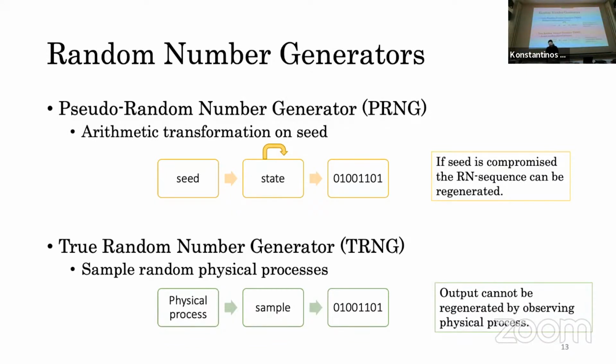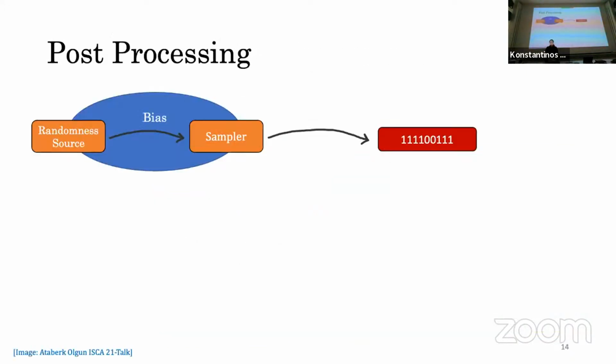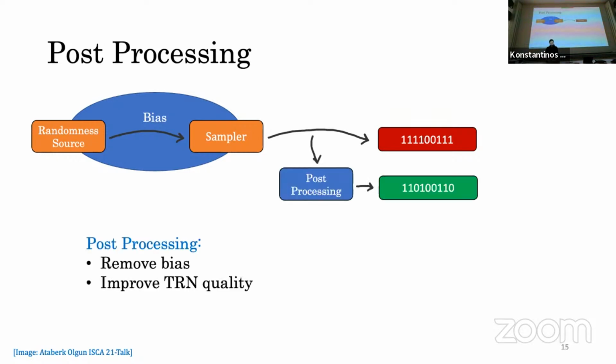However, there is a tiny flaw to true random numbers, mainly that they are often biased, meaning that the output of the sampler, the device that would sample the entropy source, often contains more ones or more zeros. This could be due to the entropy source itself or the device used to sample that source. In either case, post-processing is needed to remove the bias and improve the quality of the true random number.